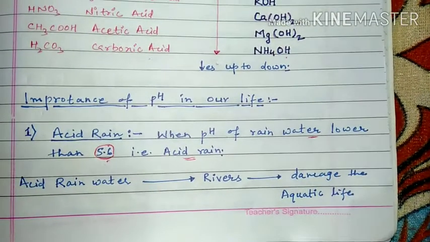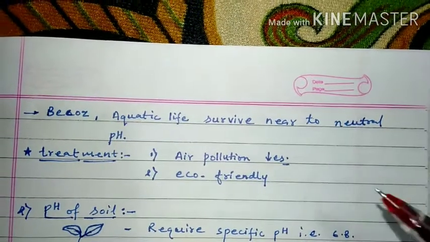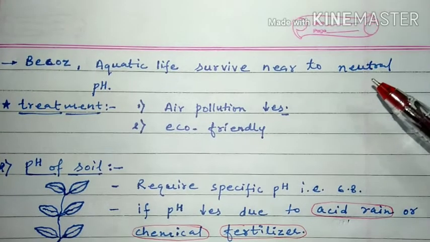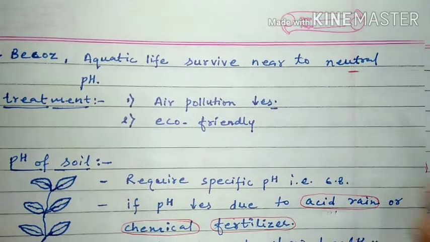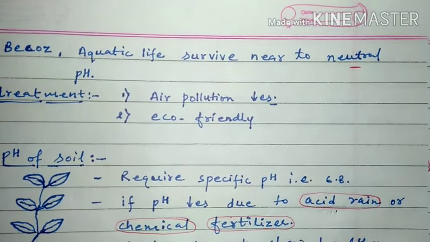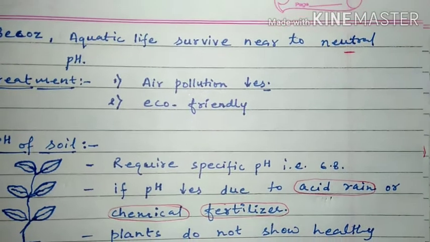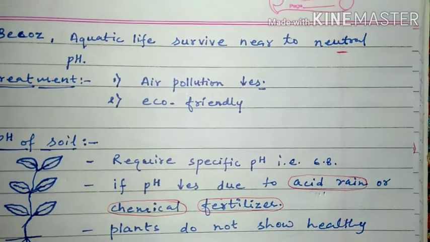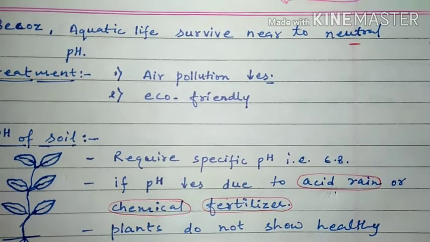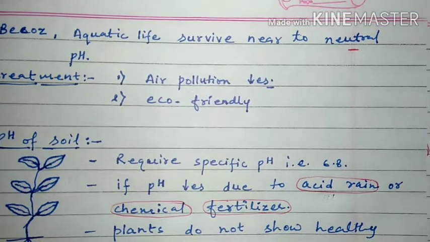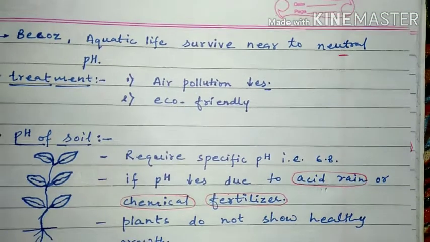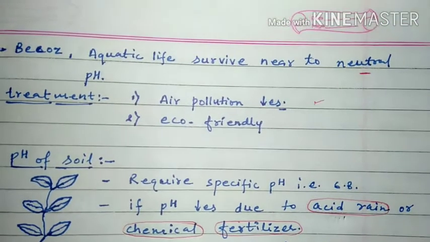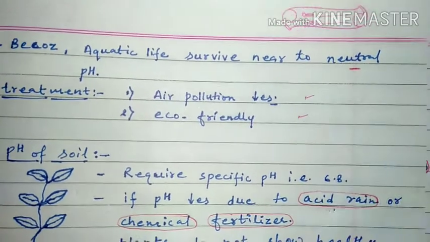Why does it damage the aquatic plants? Because aquatic plants, aquatic life as well as aquatic animals, survive near neutral pH. If the pH decreases due to acid rain, or increases due to water pollution, the aquatic plants and animals are not able to survive in the water. So what is the treatment for acid rain? We should decrease air pollution and become eco-friendly.